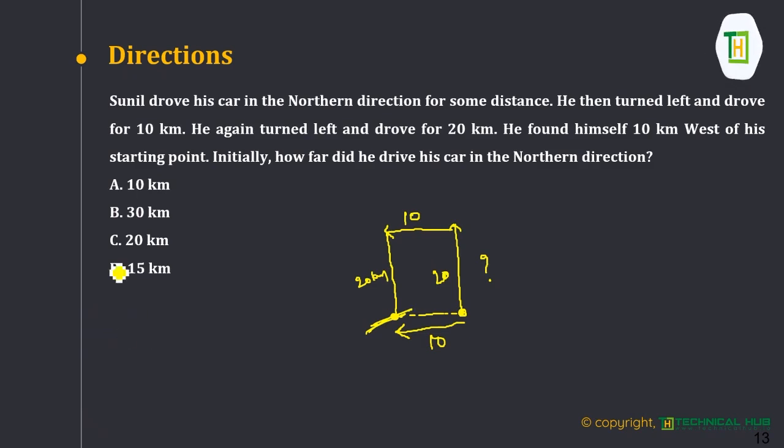So initially he drove for 20 kilometers towards the northern direction, took a left turn, went for 10 kilometers, and again took a left turn and drove for 20 kilometers. Now he is exactly 10 kilometers west of his initial position.